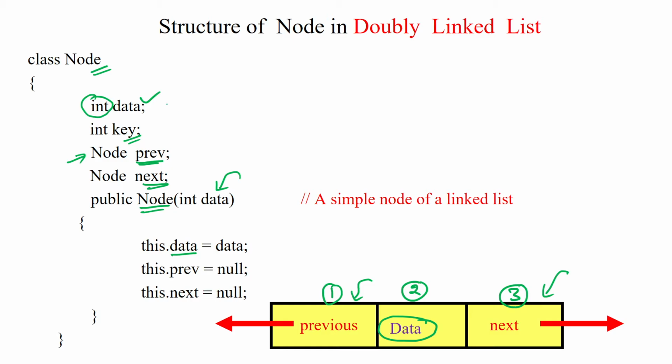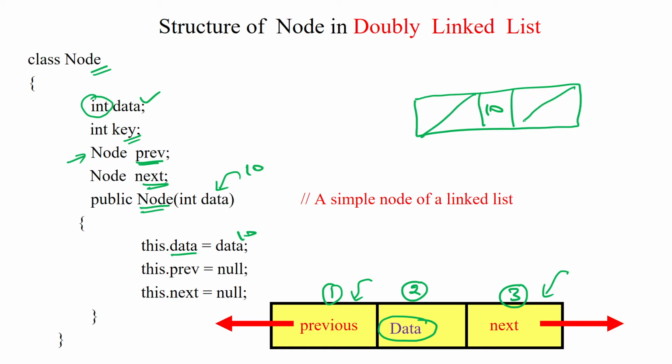Then we are calling the constructor to assign the value to the variable data. Suppose I am passing the value 10, then the node with 10 is created. Here 10 is assigned, and both are null. The previous field is null and the next field is also null for the new node. So this is the way to create a node in a doubly linked list.